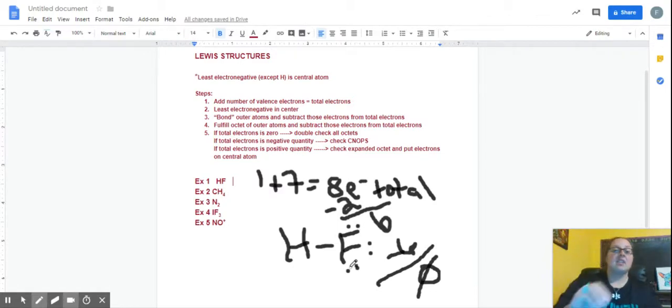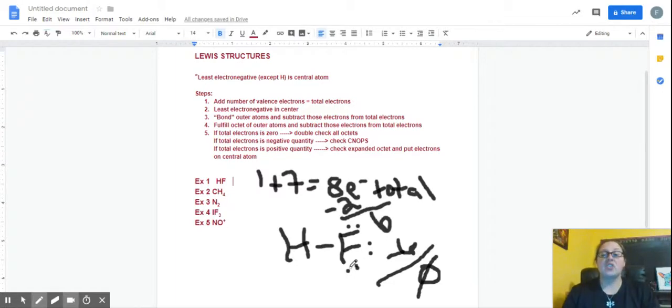Now, is subtracting each of those amounts really necessary for AP? No, I just wanted to show you that it's a good way to check yourself, a good way to check for CNOPs, a good way to check for the expanded octet. Now, what I do highly recommend is you always do number 1. You always add your total electrons.